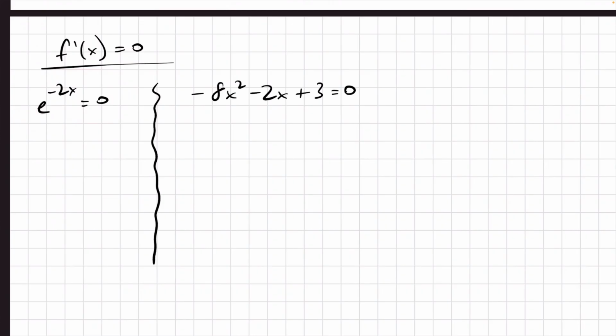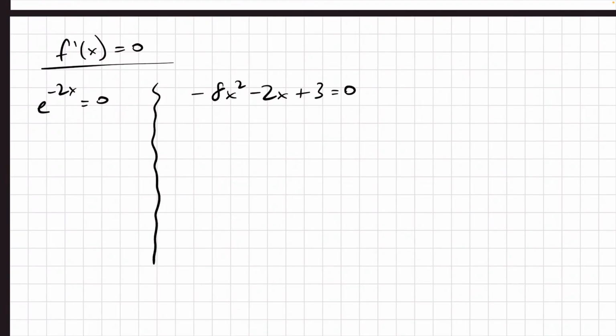Find the value of x for e to the -2 times x that equals 0, right? What number would I plug in at the top to make the whole thing 0? In other words, what number power would give me 0 as an answer? Any number. It doesn't even have to be e. Any number to a power, how do I make it 0?